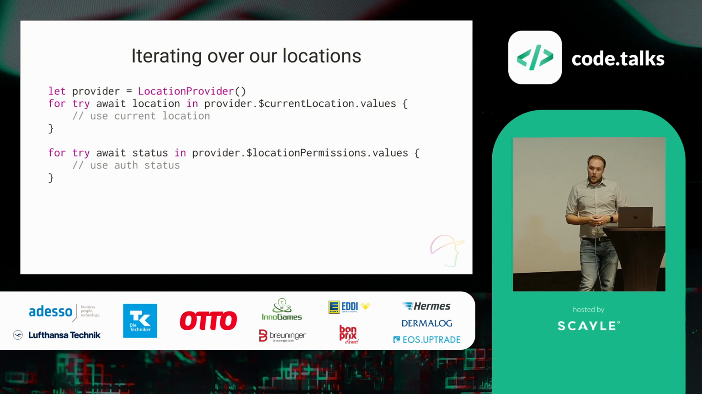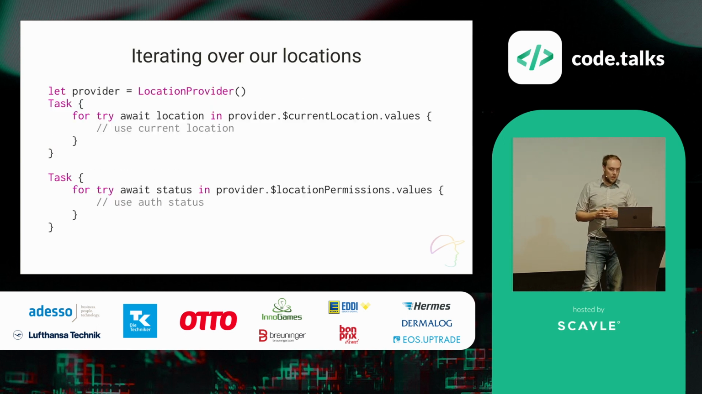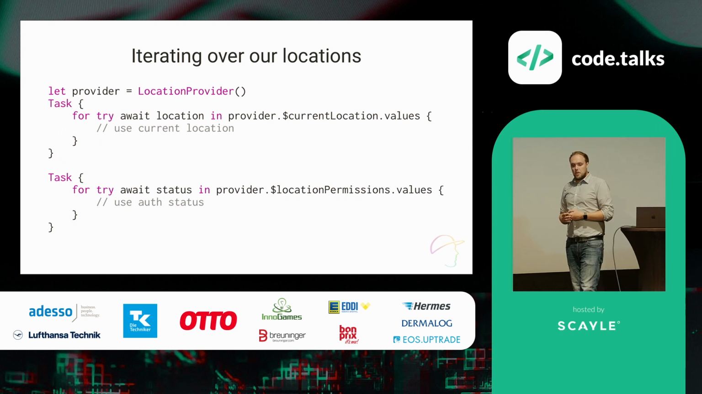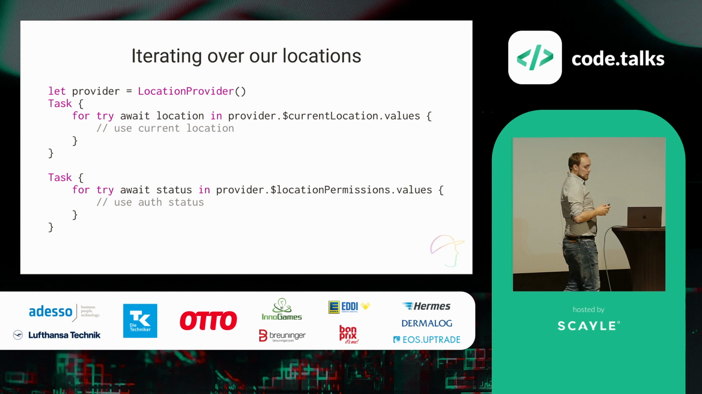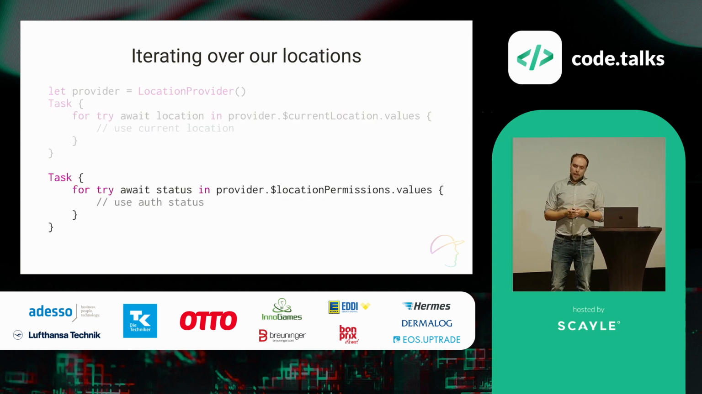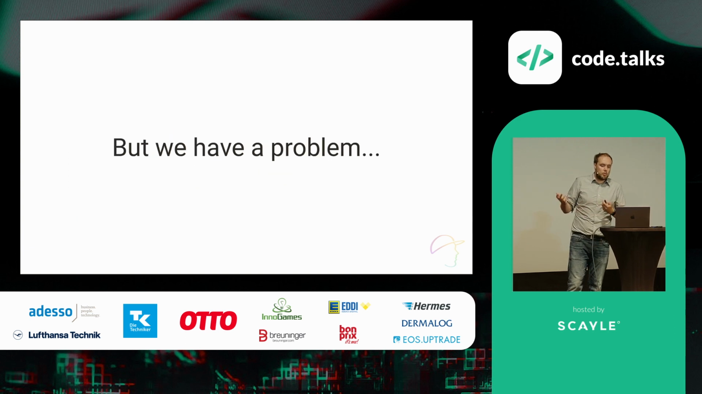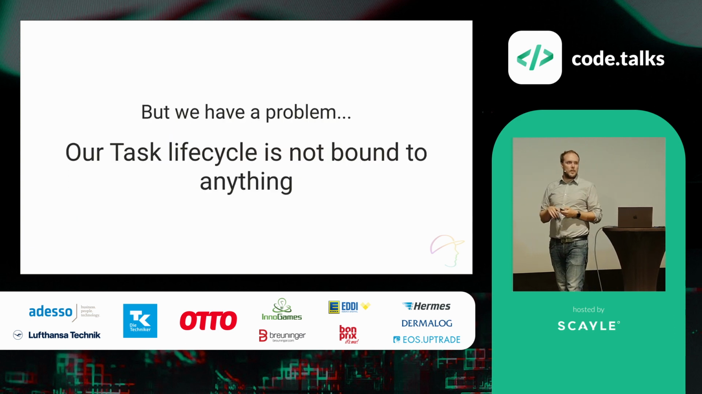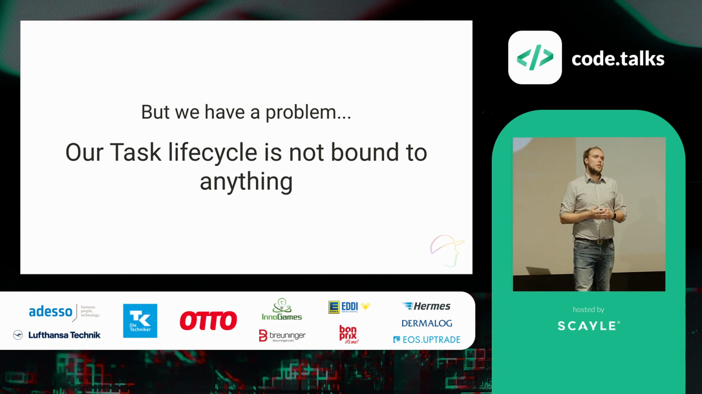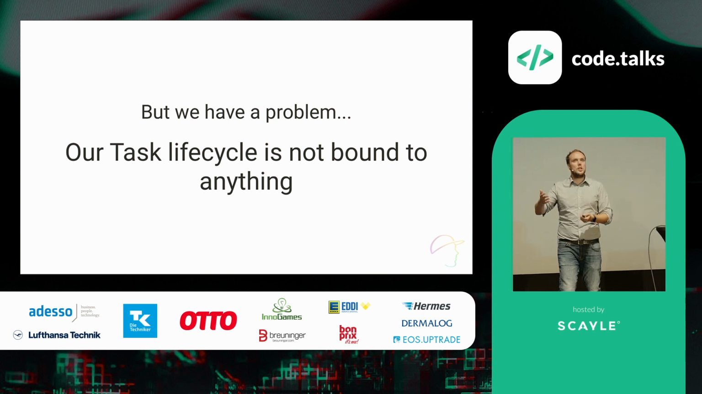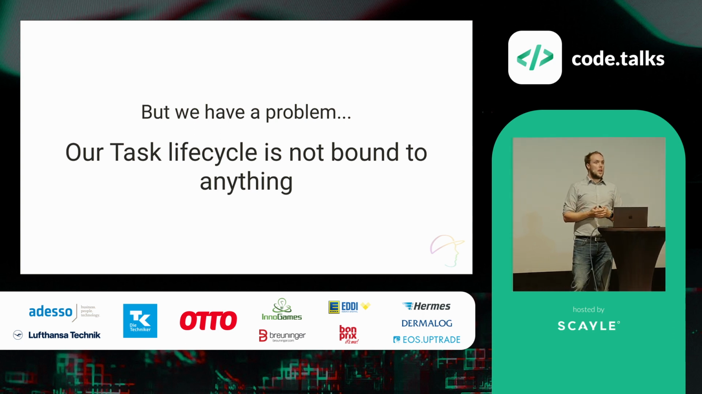And we can do that by putting them in tasks. All right, so if we make two tasks, we create two asynchronous contexts, two scopes that can run concurrently, and now we can loop over each of these two async sequences, which is really nice, right? We create one task, two tasks, and this is perfect, but we do have a problem. Our task lifecycle is not bound to anything. So that means that if the object that uses our location provider goes out of scope, it's no longer needed, the tasks that we are using for iteration are not torn down. They will stay around. So we will continue listening to our location provider, even though we don't want it anymore.